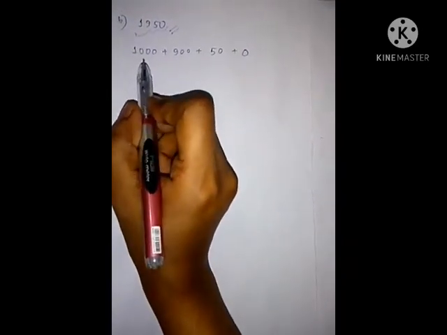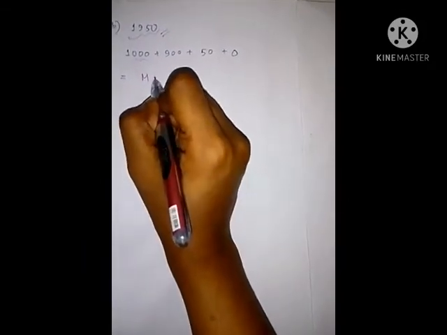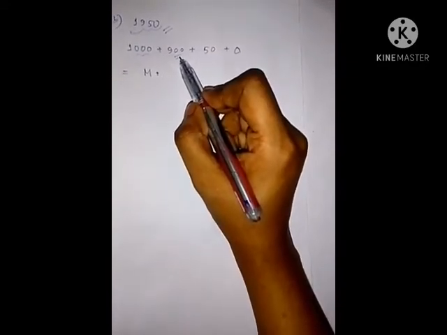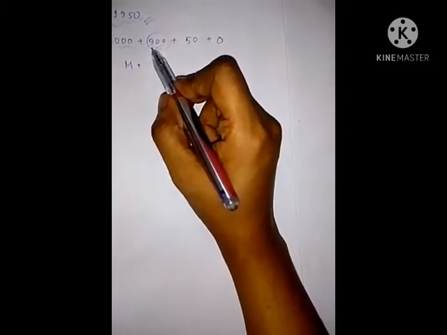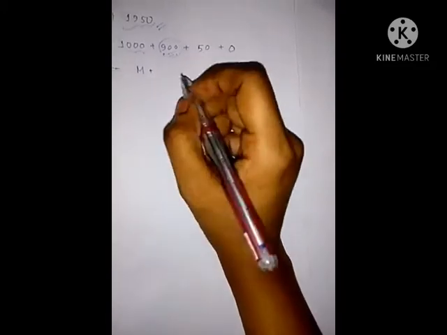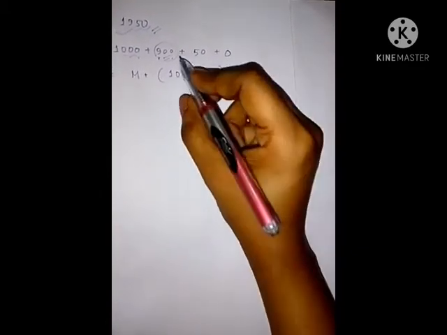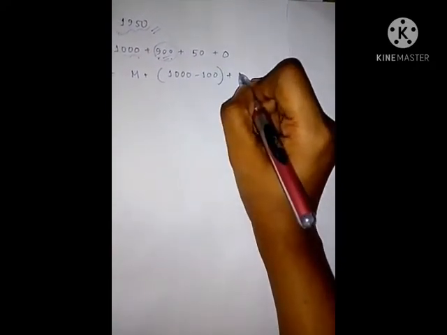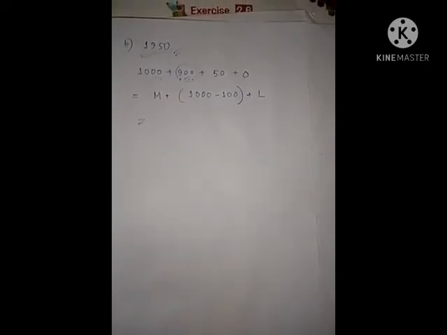Now see, we know the symbol of 1000 according to the table. What? M. Now see, 900. So we can't find out 900 in the table. So we have to find out this 900 with the help of 1000. How? We know that 1000 minus 100 is equal to 900, right? Now 50. 50 means the symbol of 50 is what? L. 0. So the number 0 did not have its own Roman numeral, right?